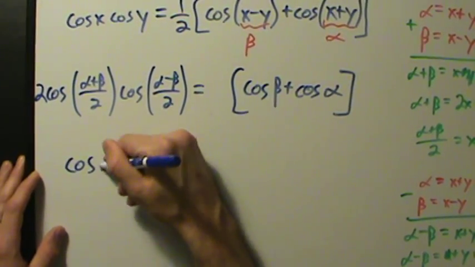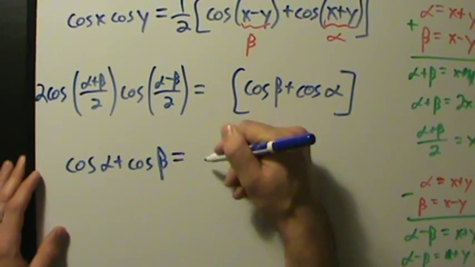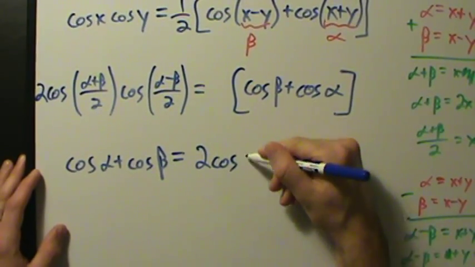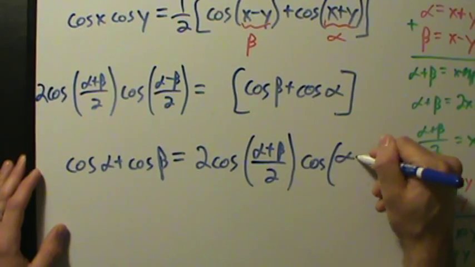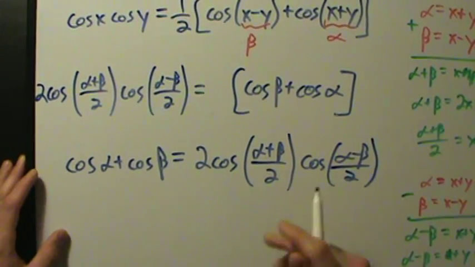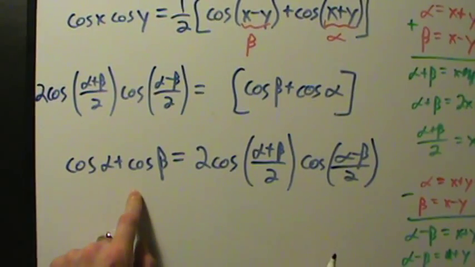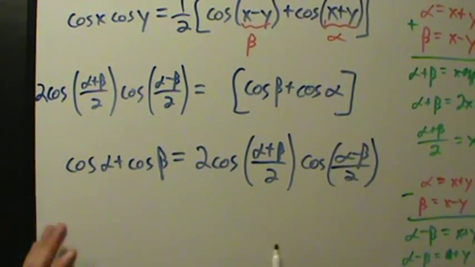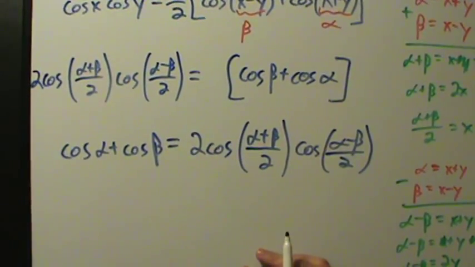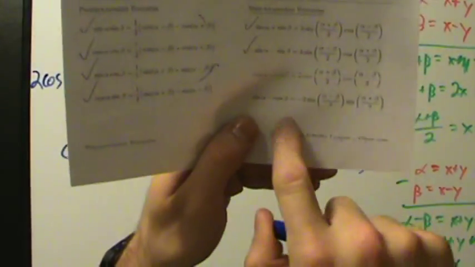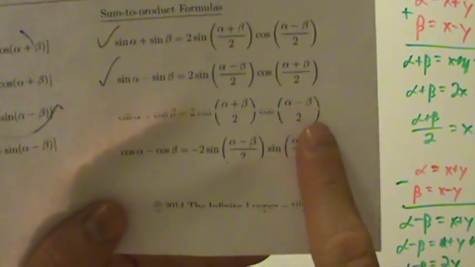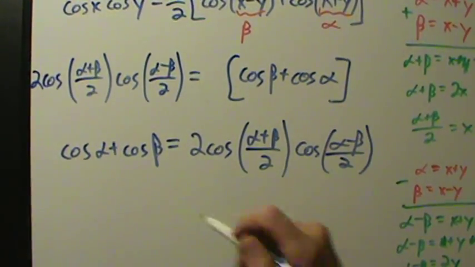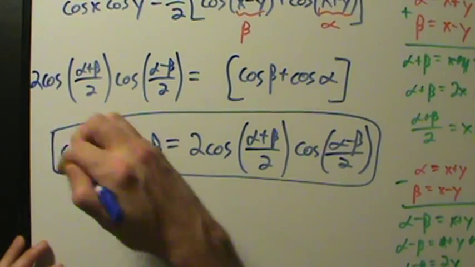So then we'll say cosine of alpha plus cosine of beta equals 2 cosine of alpha plus beta over 2 times the cosine of alpha minus beta over 2. And here, cosine beta plus cosine alpha is the same as cosine alpha plus cosine beta; if you add two things together, it doesn't matter which order you add them in, so that's all that's happening here. If we go back to our formula sheet, we'll see cosine alpha plus cosine beta equals 2 cosine alpha plus beta over 2 times cosine of alpha minus beta over 2. And that's exactly what we have right here. So that's our third sum to product formula. We've just established that.